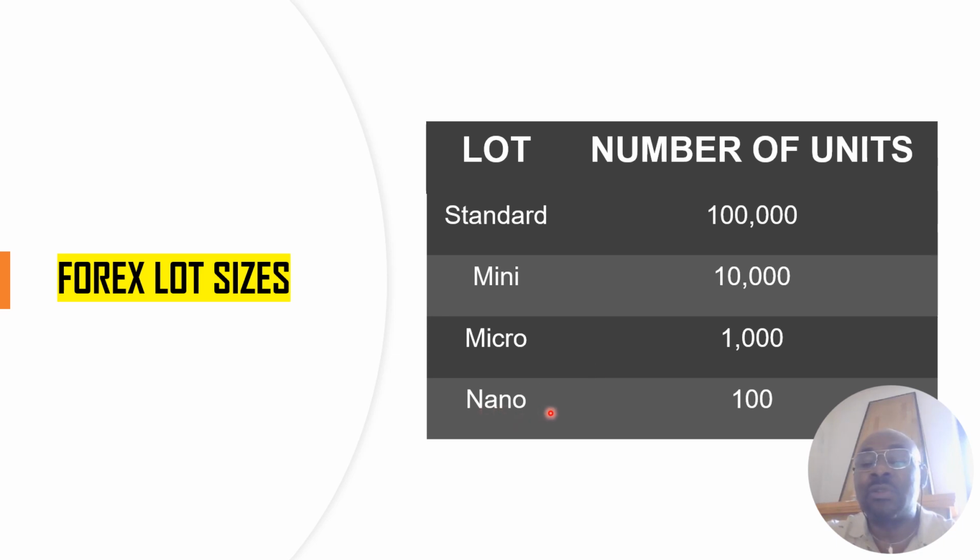So you can imagine, if you go for nano, all you need to drop to have 100 euro is just 10 euro. For you to have a 1,000 worth of account, all you need to drop here is just 100. So that is how it works. For this one, all you need to drop is 1,000 euro for you to have 10,000 worth of account. That is the reason why we have brokers.